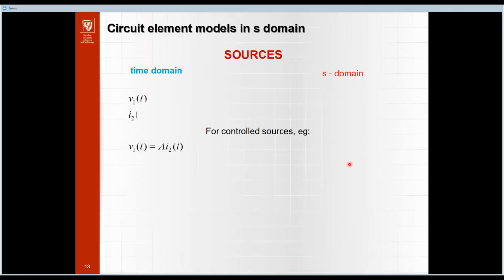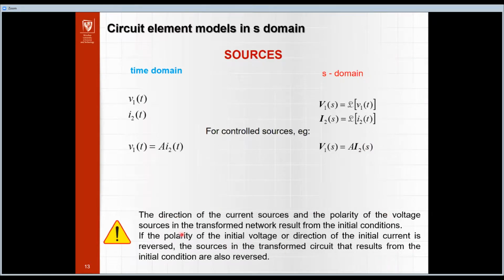Okay, and also we have the sources, the voltage source and current sources. In the S domain, it is just the transformation. For controlled sources, for example, we have here a voltage controlled by current source. So it is also a transformation, with multiplication by these coefficients. It is similar to resistors. And important information I told you, but it's very important: the direction of the current sources and polarity of voltage sources in the transformed network result from the initial conditions. So if the polarity of the initial voltage or direction of the initial current is reversed, it is the same in the S domain. We must remember about it.